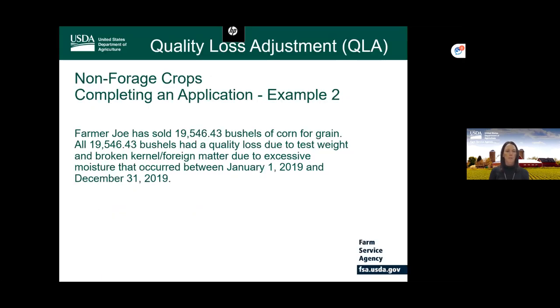Another example: Farmer Joe has sold 19,546.43 bushels of corn for grain. All 19,000 bushels have a quality loss due to test weight and broken kernel foreign matter due to excessive moisture that occurred between January 1st, 2019 and December 31st.